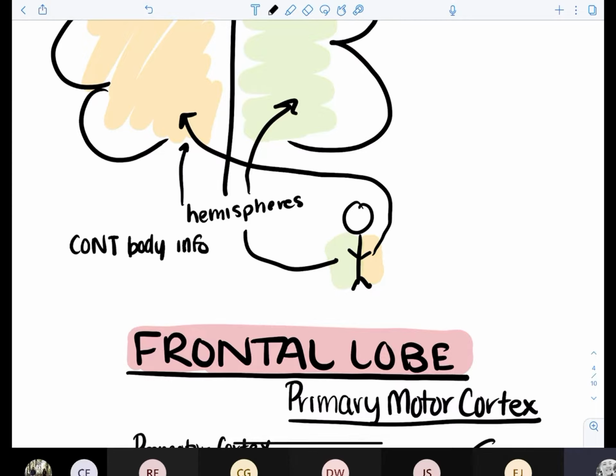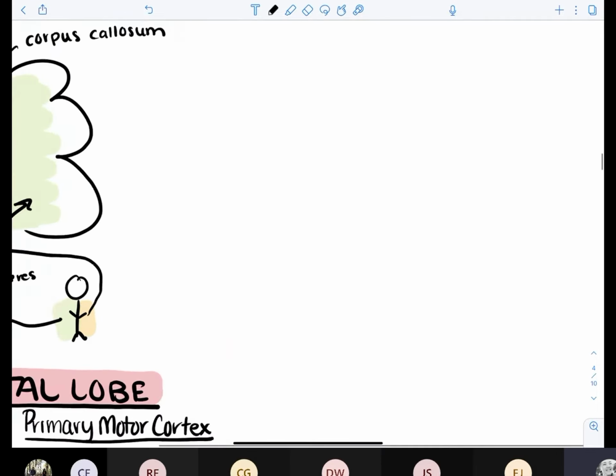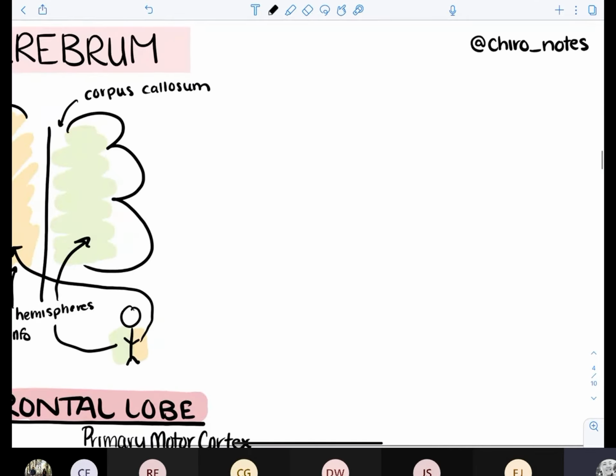So the left side of the brain is responsible for the right side of the body. The right side of the brain is responsible for the left side of the body. That's just a good thing to understand. If we took each of our hemispheres, they're each divided into 4 lobes.